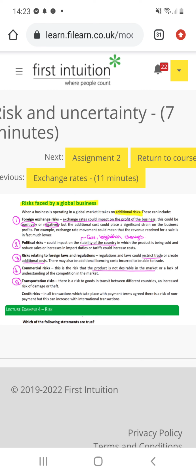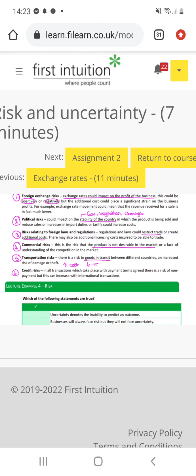There are transportation risks. So the goods in transit on the aeroplane flying over to the foreign country, there's an increased risk of damage or theft, and this will increase cost and impact on profit. The final one is credit risk. With all transactions, payment terms are agreed. You might have a 3-month agreement for receiving monies, and there's a risk of non payment. So, an increase in the levels of bad debt, and this increases expenses for a business.